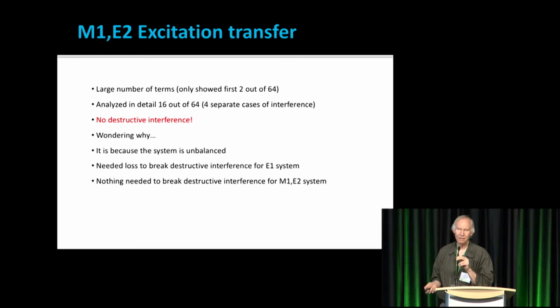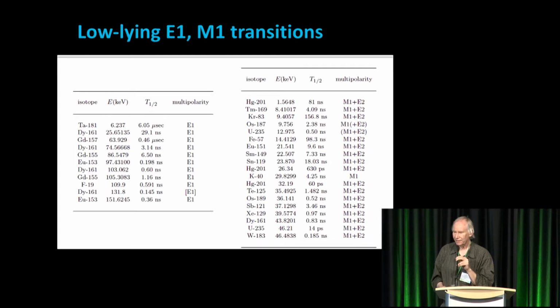And all the unbalanced lossy spin boson model and calculation I've been doing are going to apply to this system, but without needing any loss. Here are low-lying E1 transitions in previous months and years, and even on the abstract. You can see I'm looking at the E1 transitions. Tantalum 181 is the lowest energy.